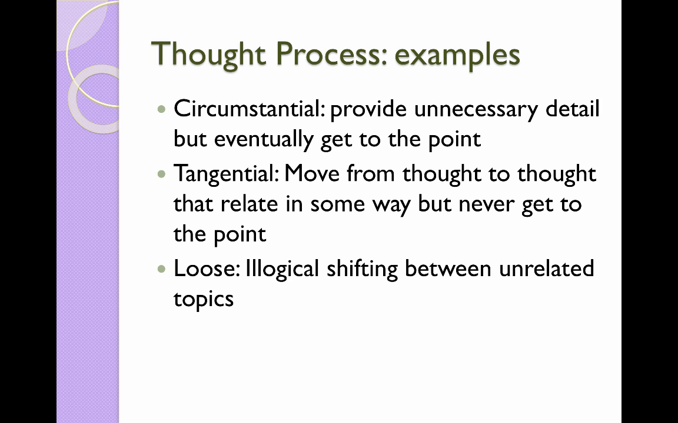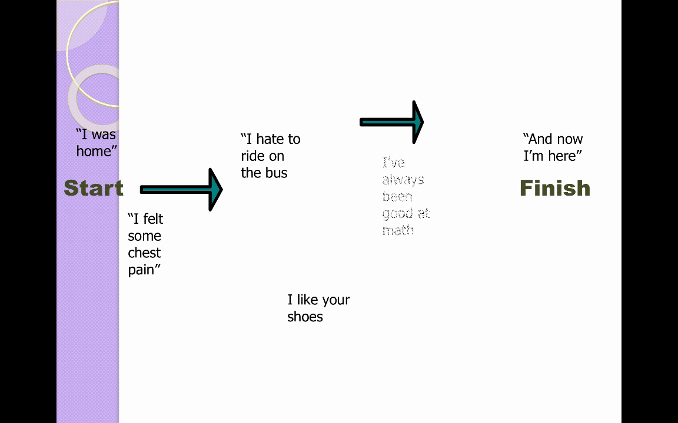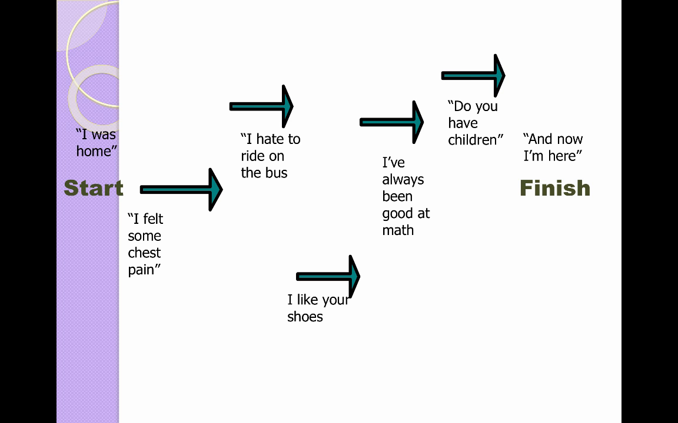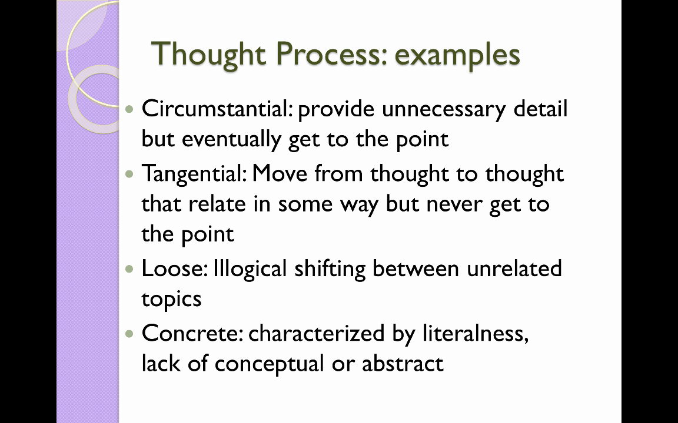Or you could have someone whose thought process is loose. This is a little more serious than circumstantial, maybe more serious than tangential, or about the same. You've got somebody who's shifting around a lot between topics. So the example here would be, I was home, felt some chest pain, hate to ride on the bus, I've always been good at math, I like your shoes. Do you have any children? You get the idea.